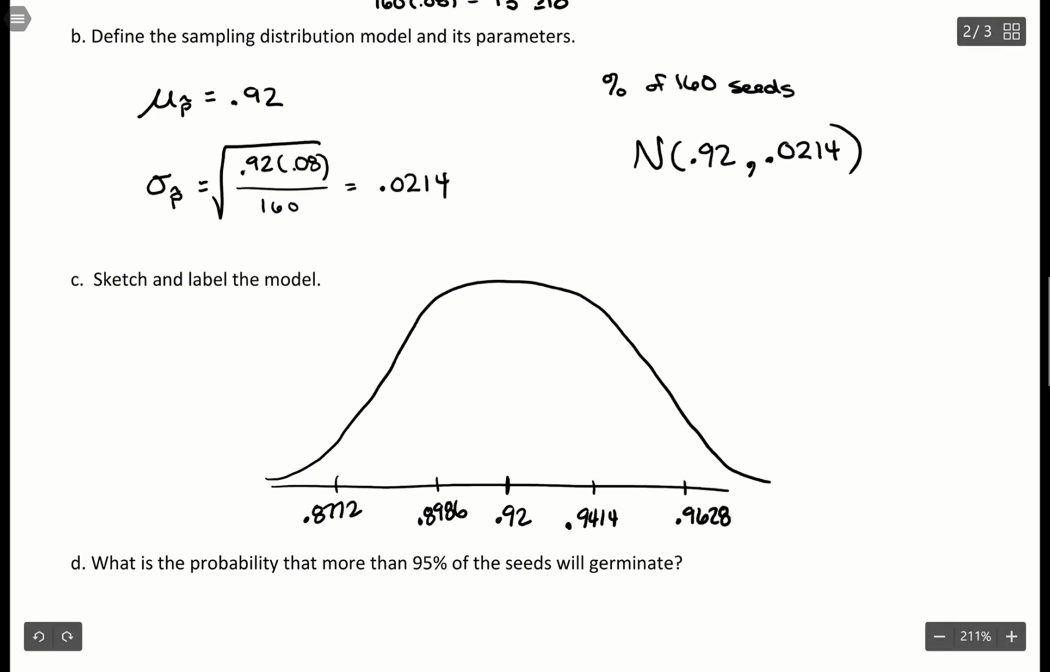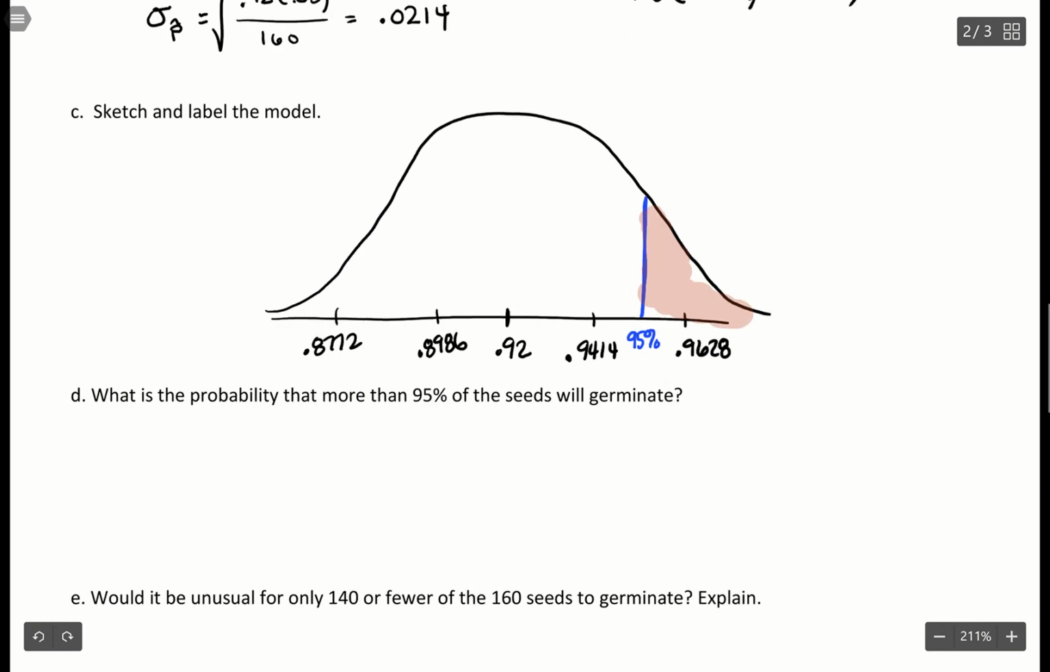So what is the probability that more than 95% of the seeds will germinate? So 95 is landing somewhere in here, and with that, we want to find the area above, the area to the right of that 0.95. What we'll do first is get our z-score: 95 minus our mean over our standard deviation. That z-score should come out to be 1.40, and we want to find the probability above that value.